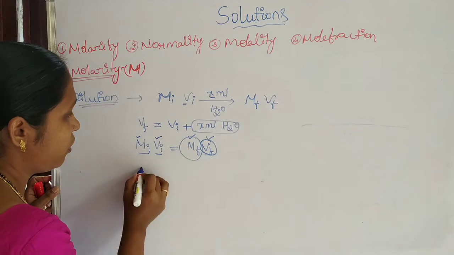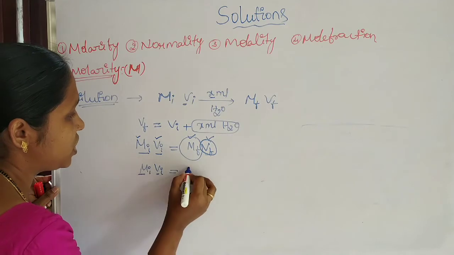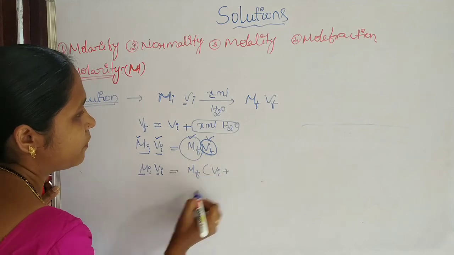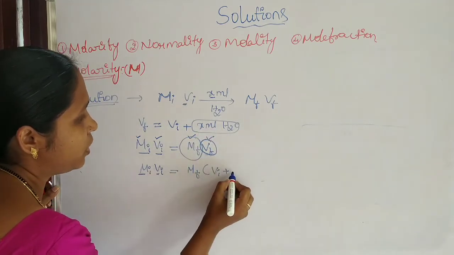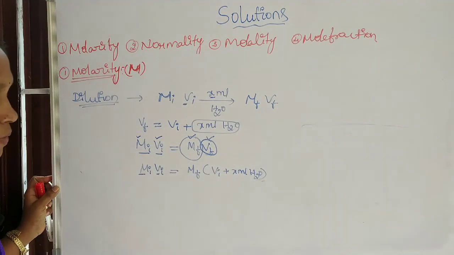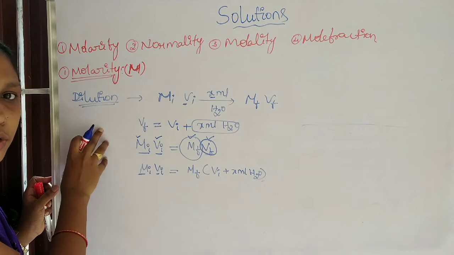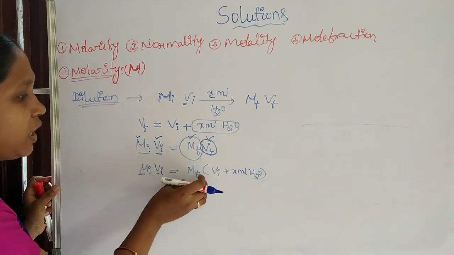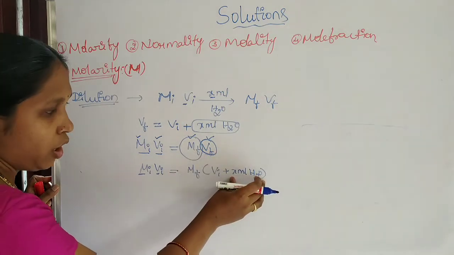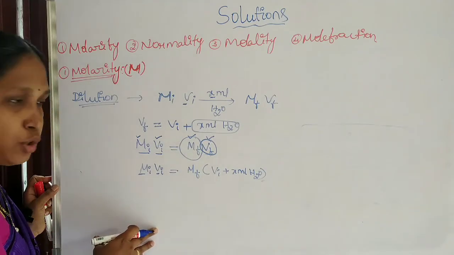Mi Vi equals Mf into Vf. That means initial molarity times initial volume equals final molarity into initial volume plus X ml of water. This is for dilution. If you take a solution and dilute it, this is how we calculate the molarity of the final solution, the volume of the final solution, or how much water is added to the solution.